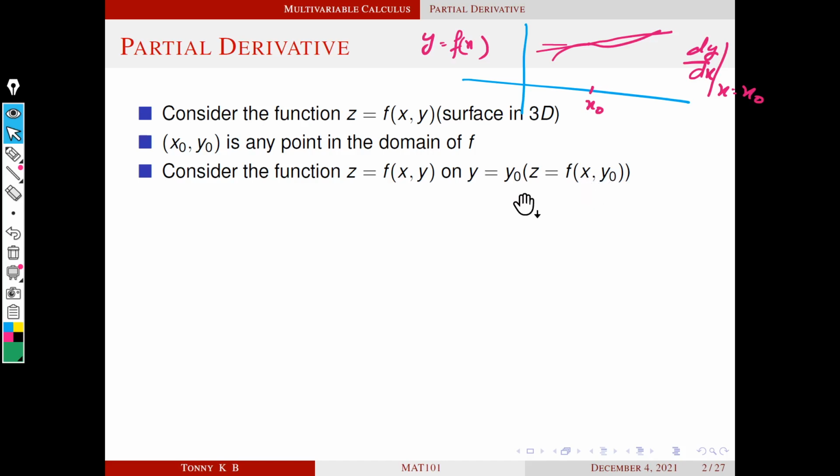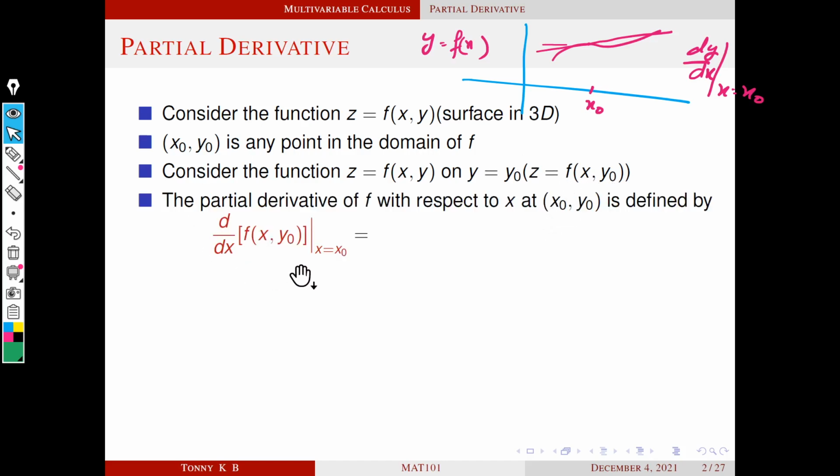Now you can treat this z is equal to f of x, y naught as similar to our one variable function, because z is dependent and now this z depends only on x, because we fixed y as y naught. Now we can find the derivative using our normal formula. So that derivative is defined as partial derivative. That is called partial derivative because here we find the rate of change of f with respect to x alone by treating y as a constant. Now we fixed y as y naught.